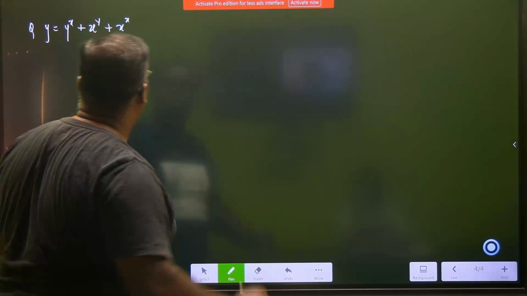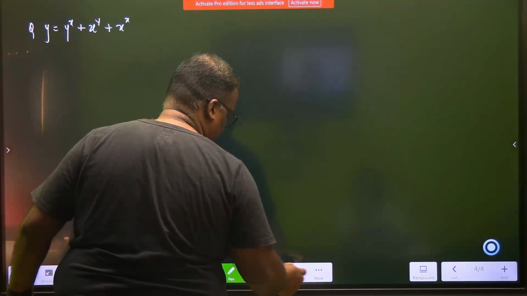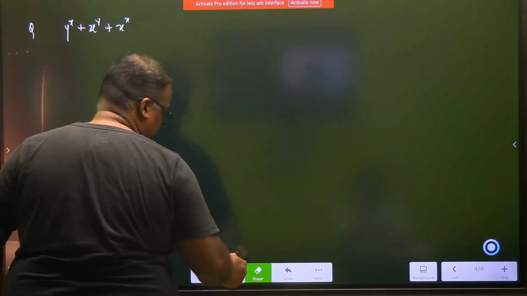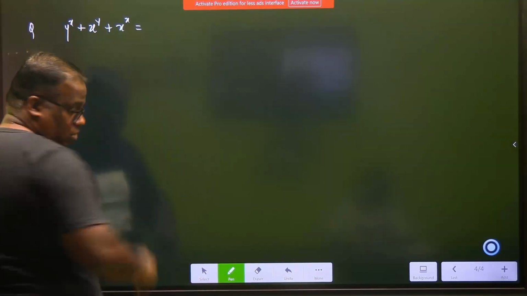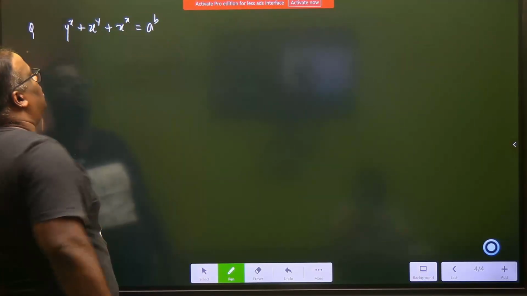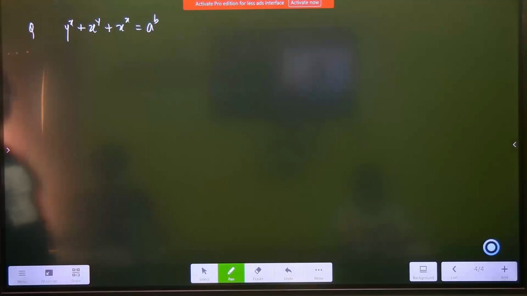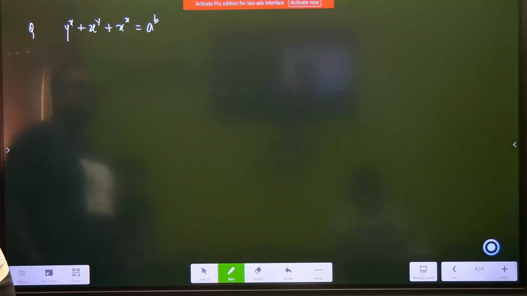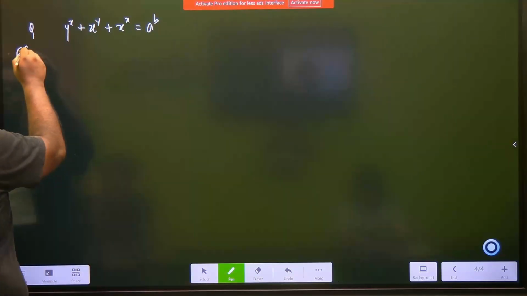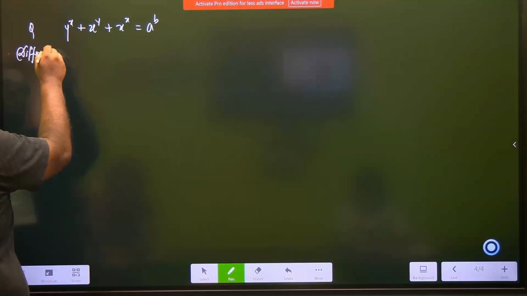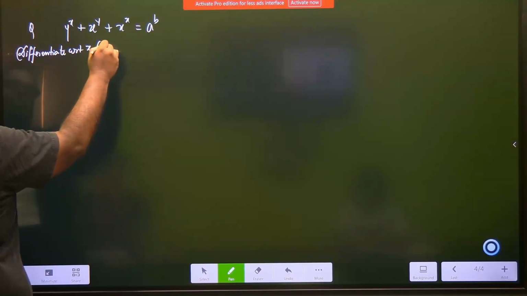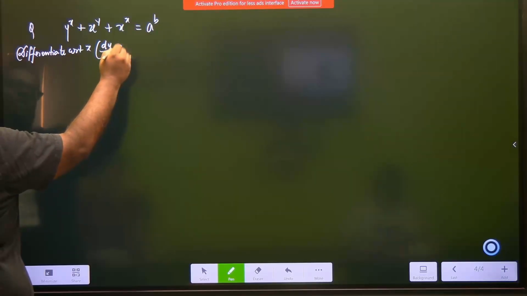Okay, no, it's not y equal to. One minute, children, this is not y equal to. They are saying differentiate if this is equal to a to the power b. It's an equation. We have to differentiate this. It's a to the power b. And they are saying differentiate, find dy by dx. Means they are asking you to differentiate with respect to x. Basically, you have to find out the value of dy by dx, right?